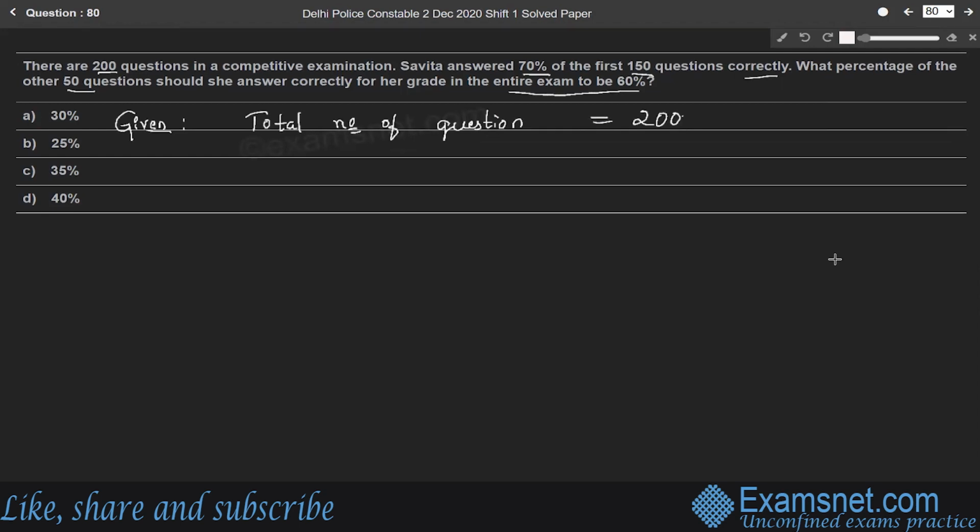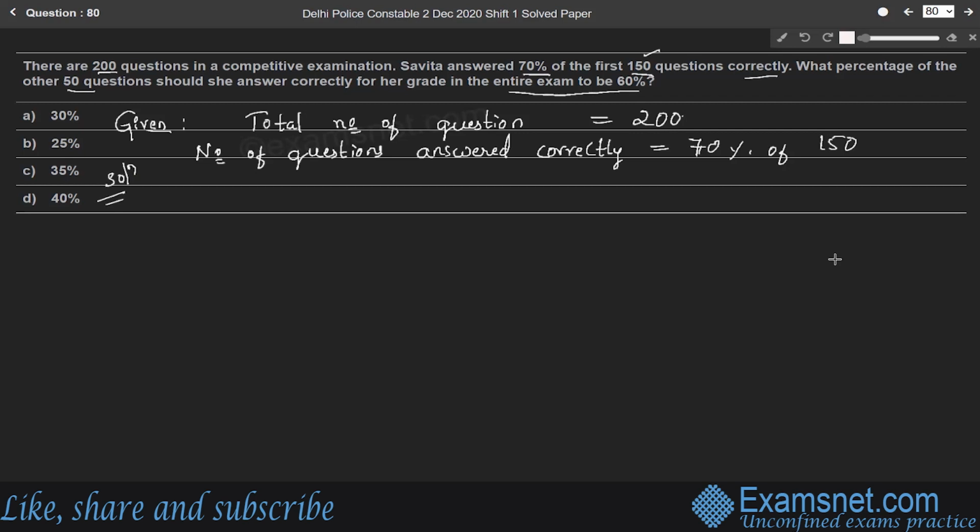So number of questions answered correctly is equal to 70% of 150 questions. So here number of questions attempted is 150. So in that answered correctly is 70% of 150. So solution.